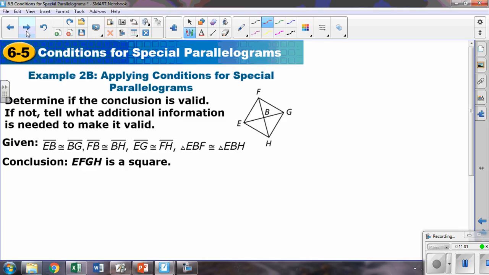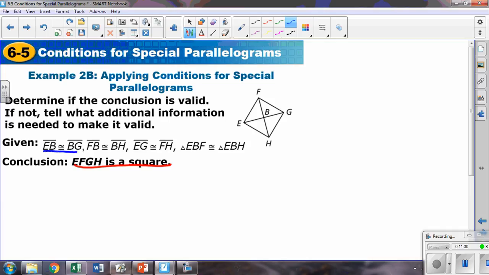What about this problem? Same directions. Making the conclusion that EFGH is a square. Does that have to be true? To be a square, it has to be a rectangle. It has to be a rhombus. It has to be a parallelogram. So let's start running through and see what we have.